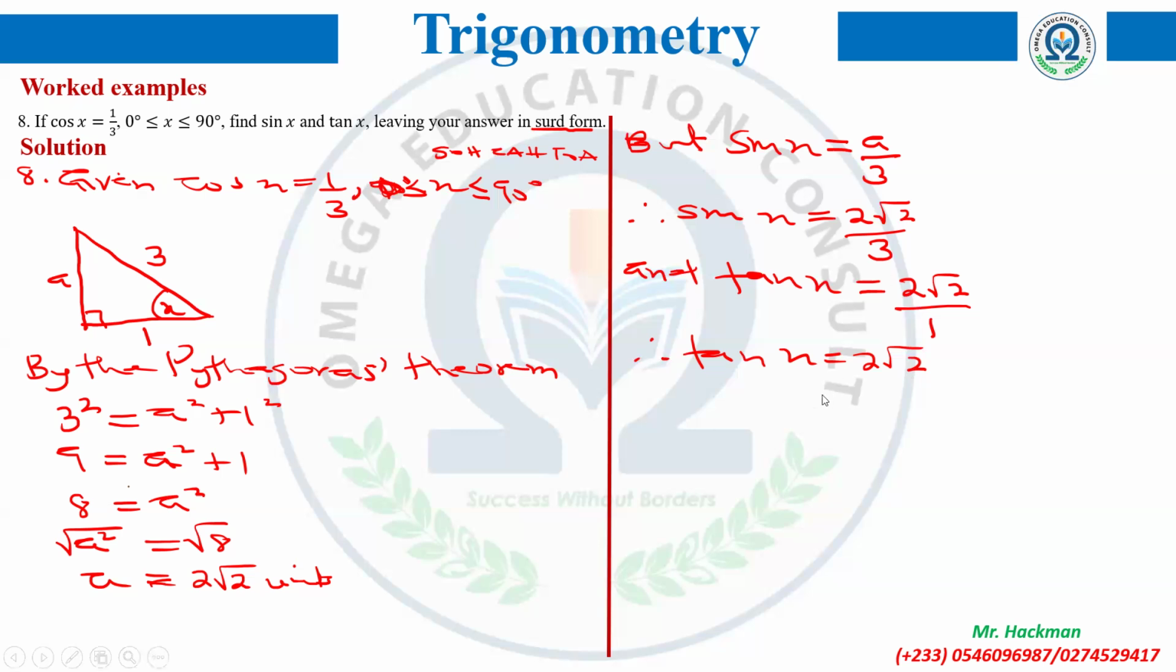Conclude with this. It's exact, even if you are not told to leave your answer in the surd form, unless maybe the question said you should approximate. Don't approximate. Point well made.